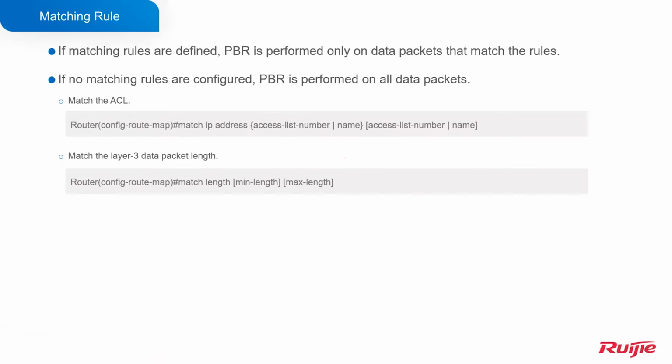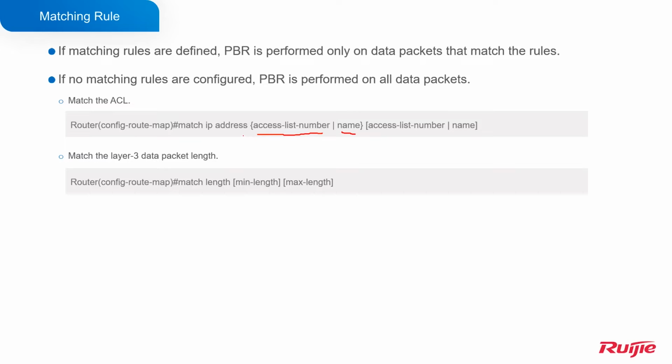Okay, and the next is a matching rule. If matching rules are defined, PBR is performed only on data packets that match the rules. While if no matching rules are configured, PBR is performed on all data packets. And to define a matching rule, what we use here is the ACL. You can see match ip address, and next you can use match ip address followed by the access list number or name. Access list number means the number of the ACL, right? Name means if we name the ACL, you can use the name of the ACL here. For example, match ip address 1 2 means we will match the IP address which is limited by ACL 1 or ACL 2.